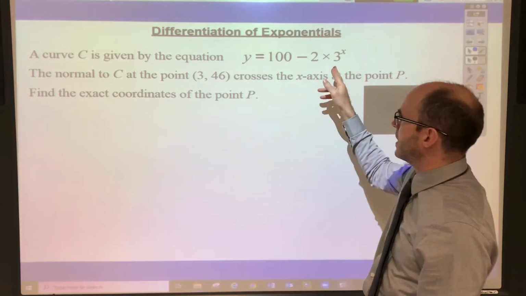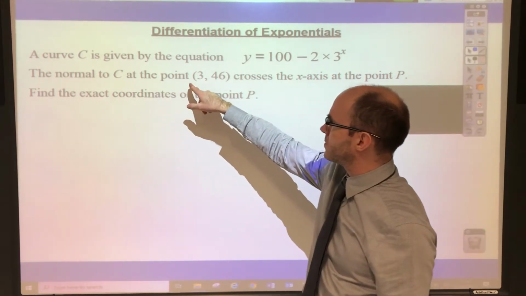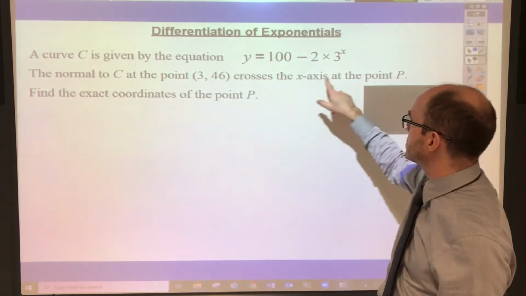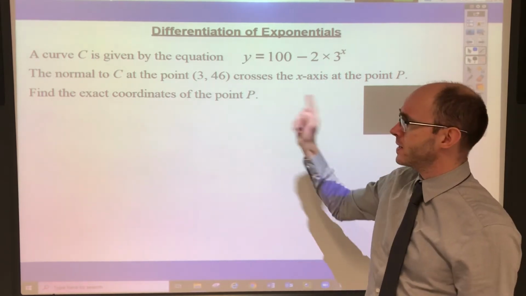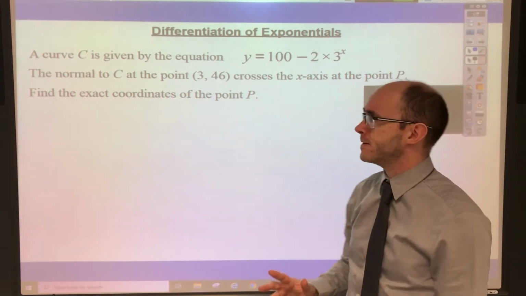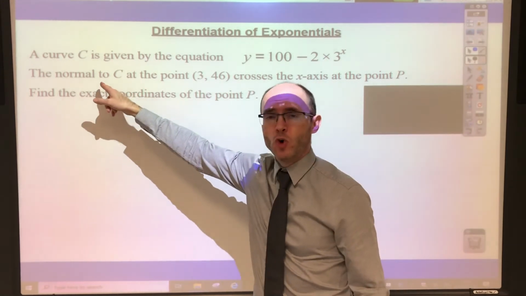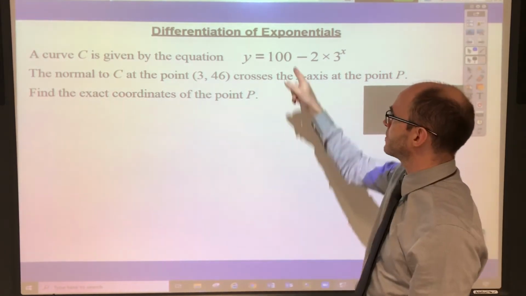Okay. The normal to curve C at the point 3, 46 crosses the x-axis at point P. Find the exact coordinates of point P. Right. So when it says find the normal, it means we've got to differentiate, doesn't it? So we've got to differentiate this.